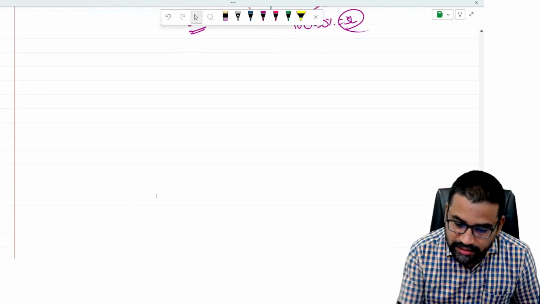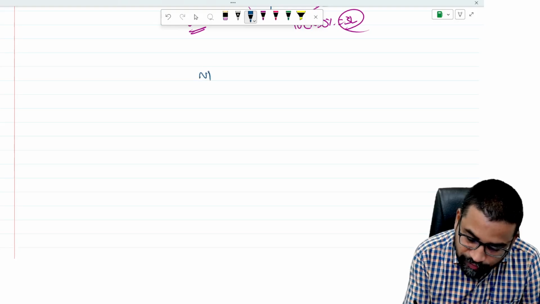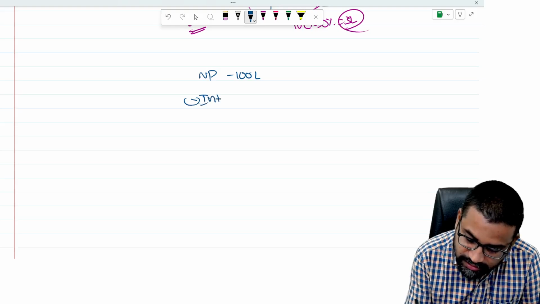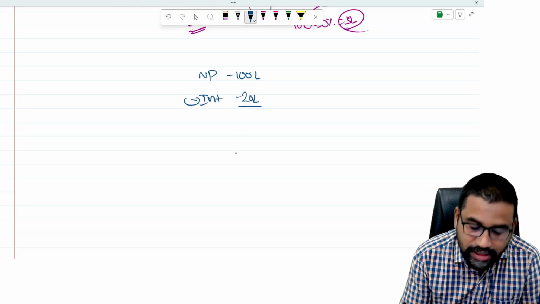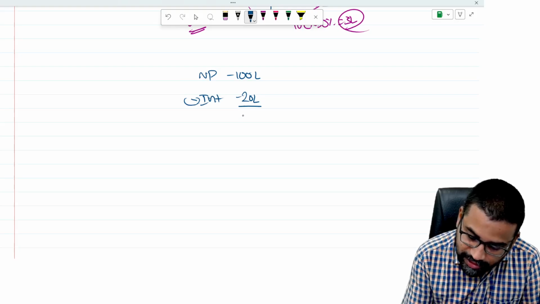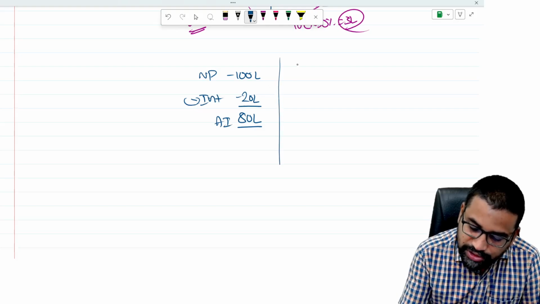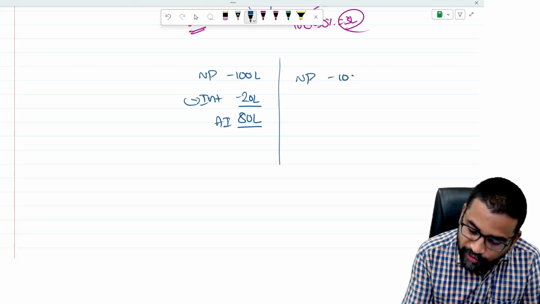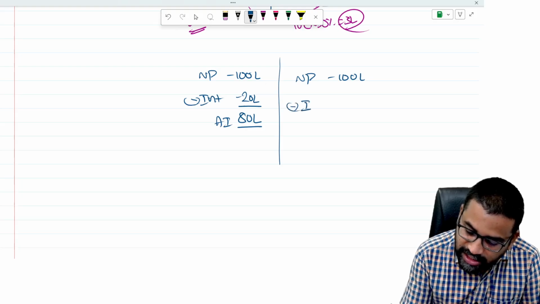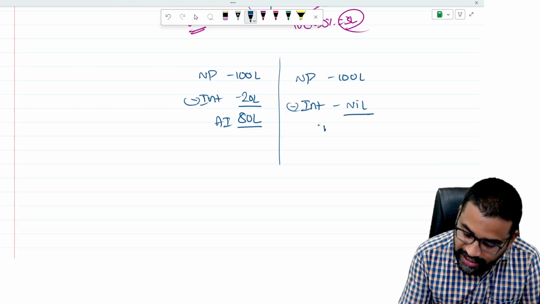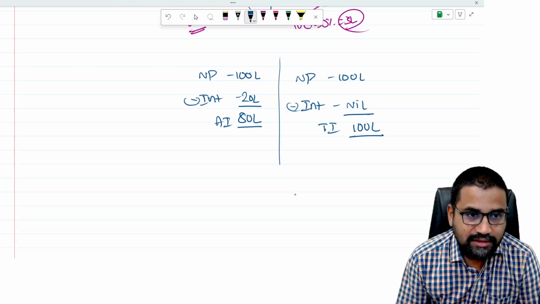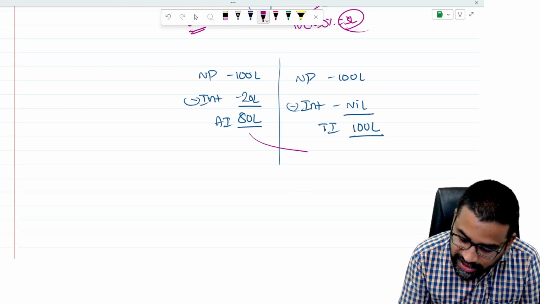For example, sir, see, your net profit is 100 lakhs, and interest 20 lakhs is allowed as per the P&L account. So it is 80 lakhs in the P&L account, accounting income. But when it comes to taxable income, net profit 100 lakhs, interest, suppose it is not paid, so it is not allowed. So therefore your taxable income is 100 lakhs. So you pay tax on 100 lakhs. So what is the difference between accounting income and taxable income? 20.